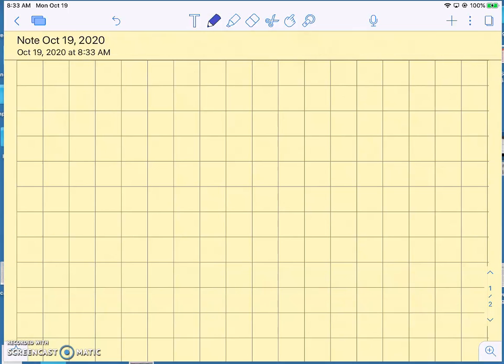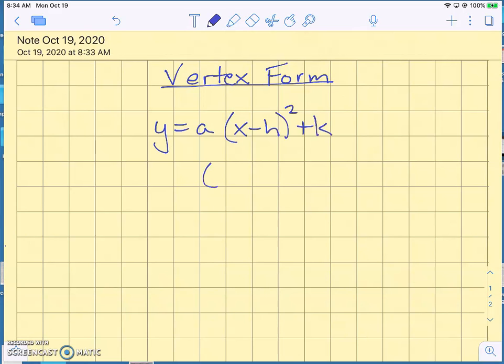Today we're going to take a look at vertex form. Vertex form, and you might remember this from last year, is y equals a(x minus h) squared plus k, where h and k is your vertex. You can also think of this as a shift: a parabola usually starts at (0, 0), and h and k are your left and right shift, remembering that the horizontal shift is always the opposite.